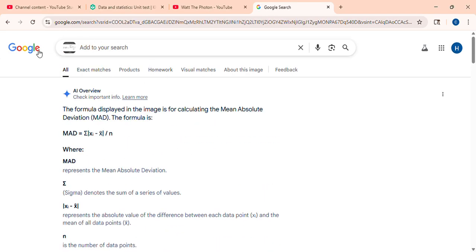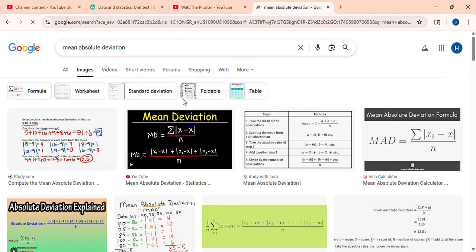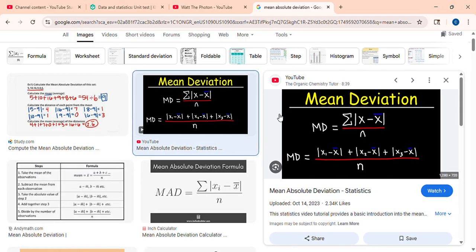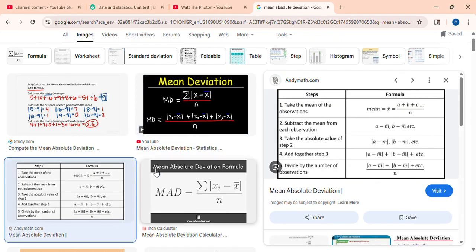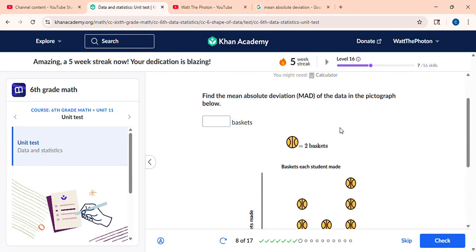Let's go back. So yeah, it's the sum of x1 minus x plus x2 minus x, where x is the mean. So take the average, then subtract the mean from each observation, then take the absolute value, then add all of those and divide by the number of observations. Okay, I see.